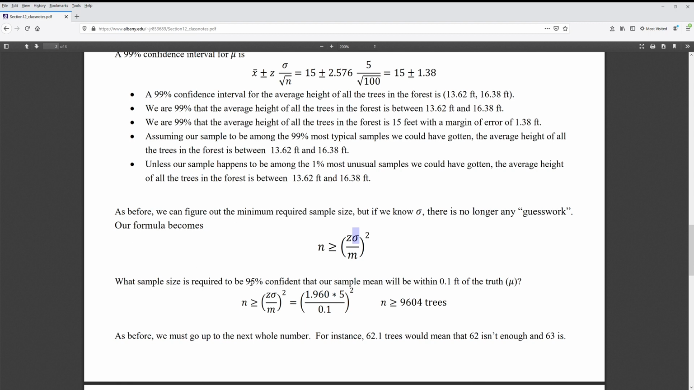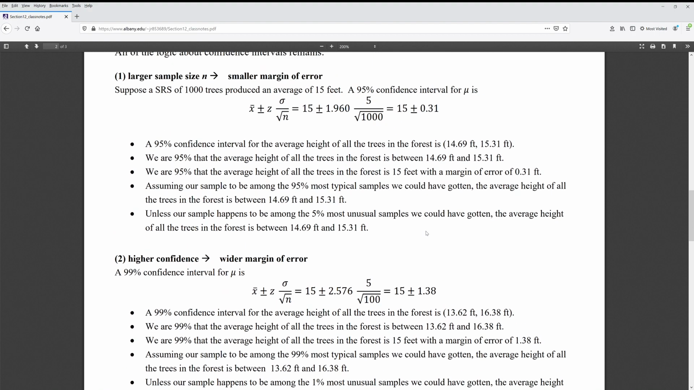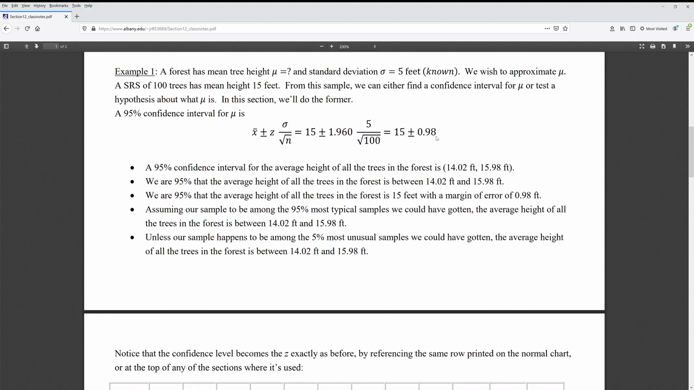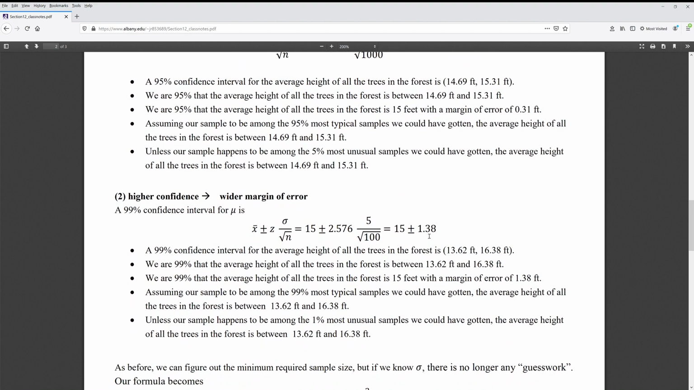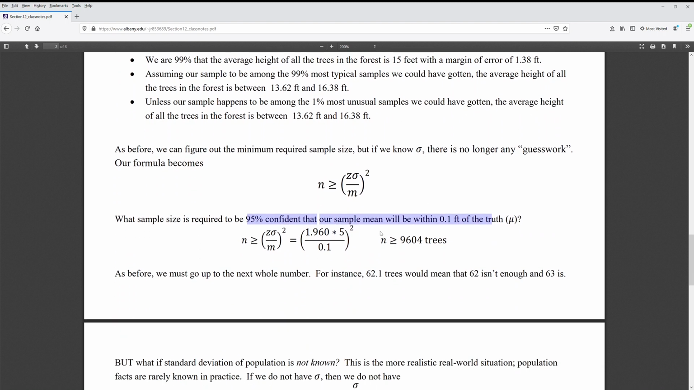What sample size is required to be 95% confident that our sample mean will be within 0.1 foot of the truth? Well, for a sample of size 100, it was 0.98. For a sample of size 1,000, still 95% confidence, it was 0.31, so more than 1,000. Bigger sample to make a smaller margin of error. So considerably more than 1,000, but how big?